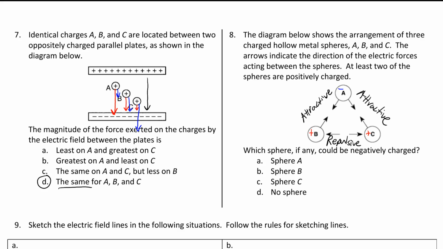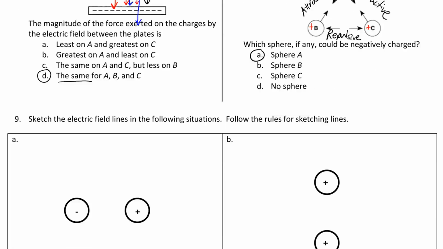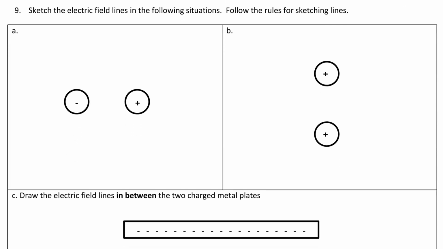So as you can see, it's kind of like a logic puzzle. You have to make the pieces fit. So it says which sphere could be negatively charged? That's going to be sphere A. Very good. All right, number 9, sketch the electric field lines in the following situations.